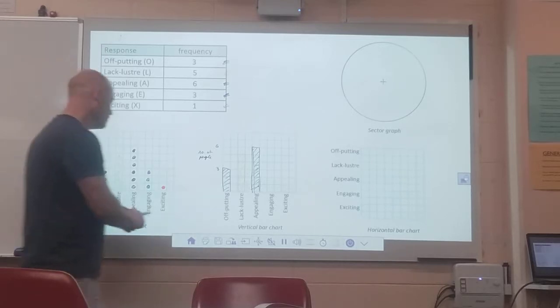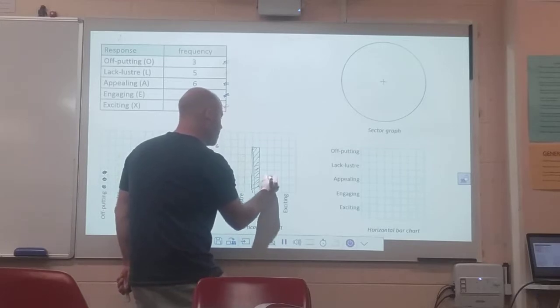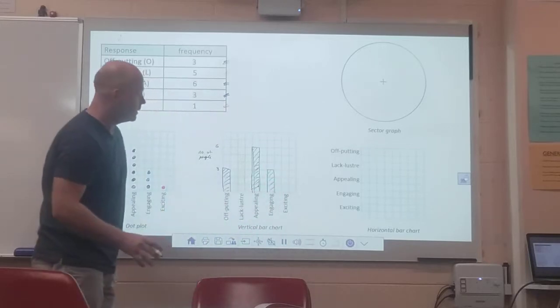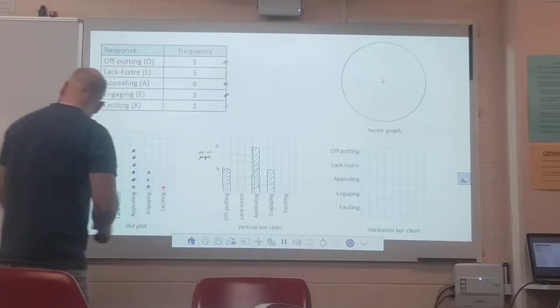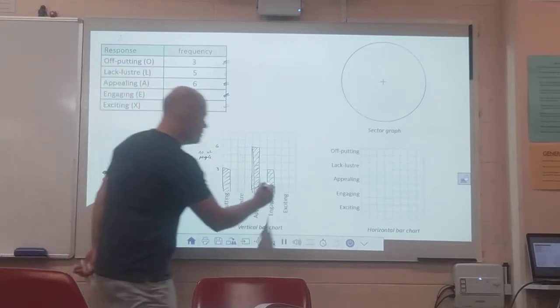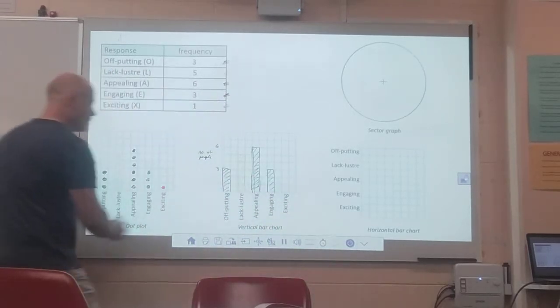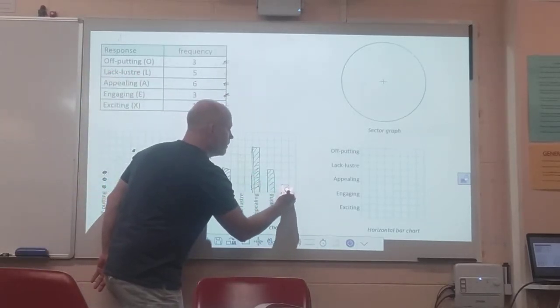Engaging 3. So look, this is really familiar stuff. You guys know about bar charts, so we won't dwell on this for too long. I'll just knock these out real quick. Oh, what colour was he meant to be? Red for exciting. Okay, there we go.